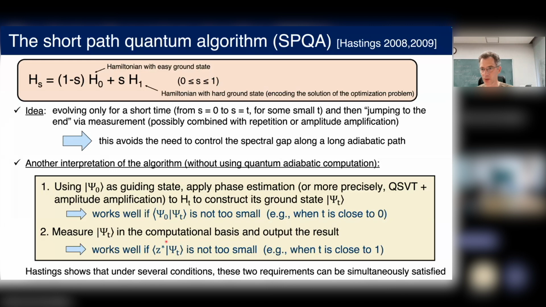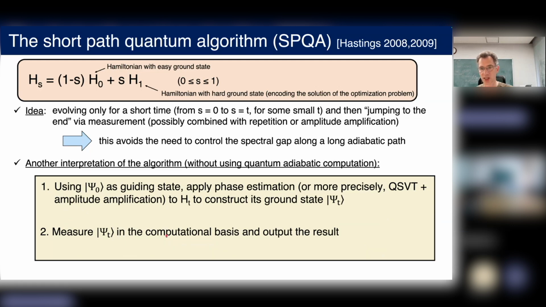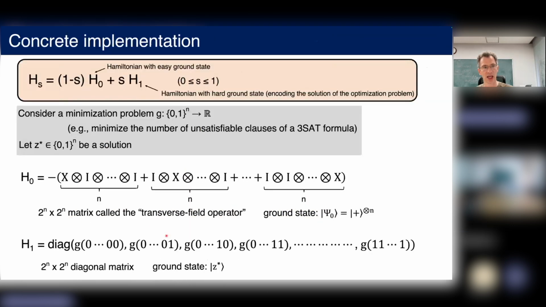Just to quickly check, Z star was the solution, right? If I remember correctly. Yes. I will go back here. So yes, we consider a minimization problem, and Z star is a solution. You can think that the solution is unique, so it's a unique solution. I see. Okay.